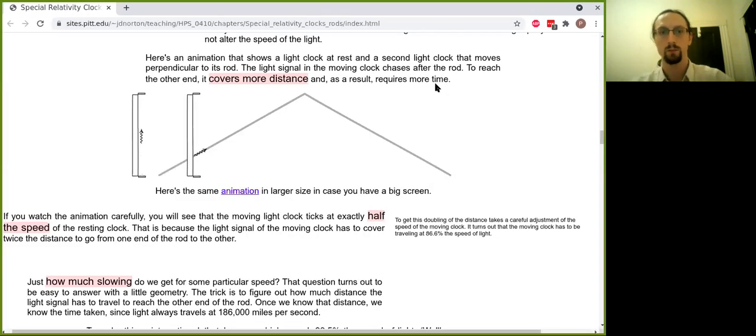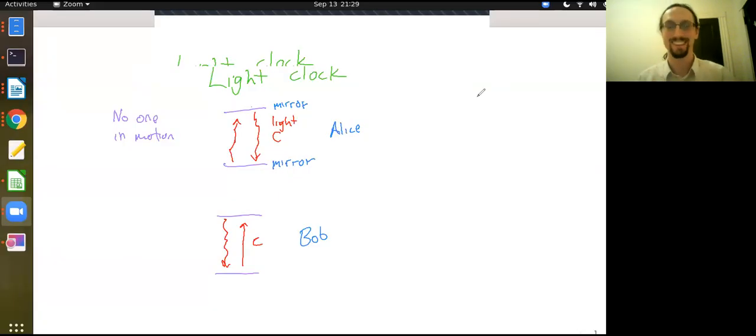Okay, here's another animation of the light clock, very similar. We have it bouncing back and forth. We see that more distance is covered by the light beam for the moving object, or the moving clock. So let's take this light clock and we'll actually use it to derive what's called time dilation.